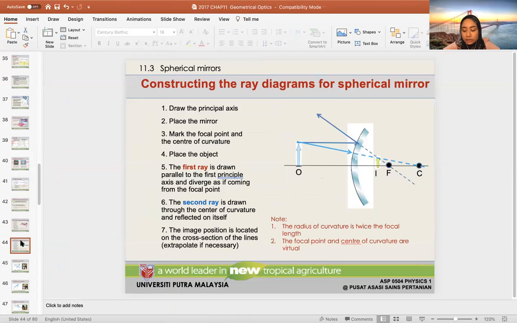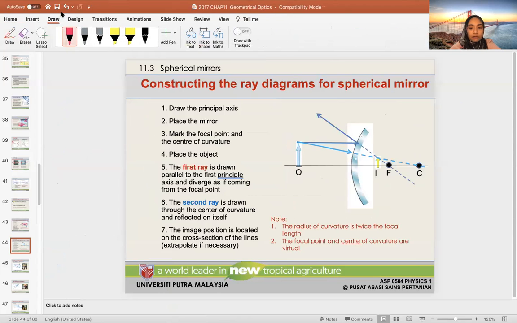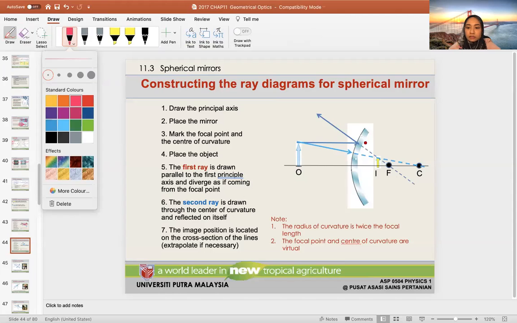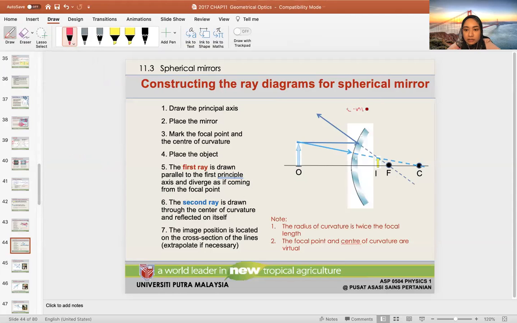Okay, so continuing with convex mirror. Draw the principal axis. Yes, we know this. Place the mirror. Mark the focal point and the center of curvature. So the focal point of a convex mirror, which is a diverging mirror, is at the back of the mirror. So it's at a virtual place. So this is a convex.